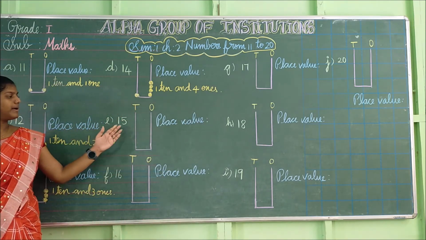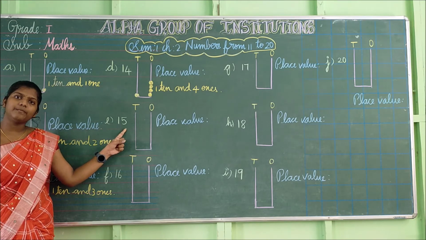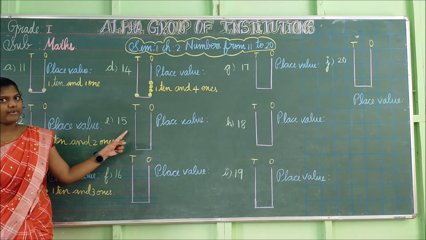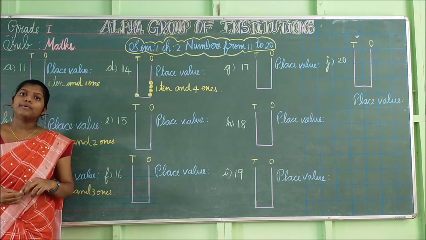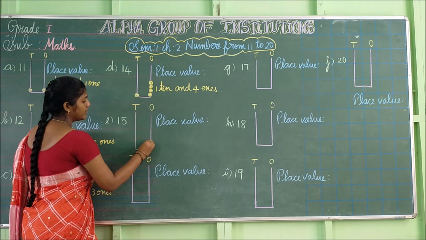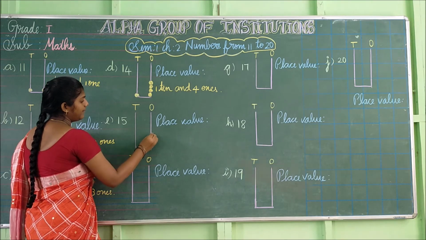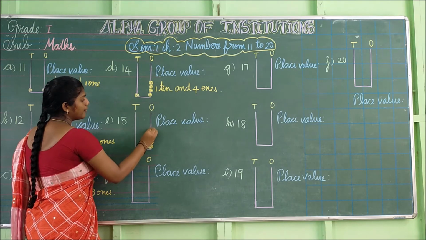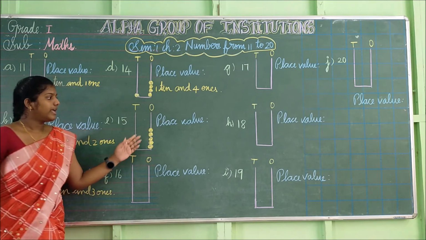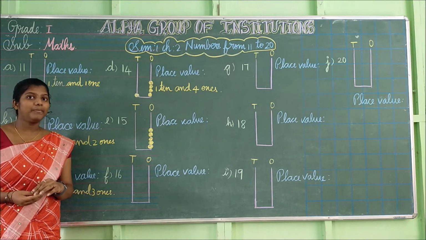Next we will move to number 15. In the ones place, what do we have, children? Yes, we have 5. So I am going to draw 5 beads. See, 1, 2, 3, 4, 5. So in the ones place, I have drawn 5 beads.